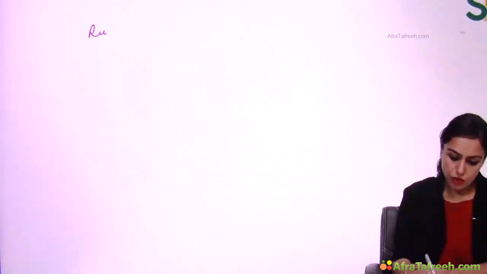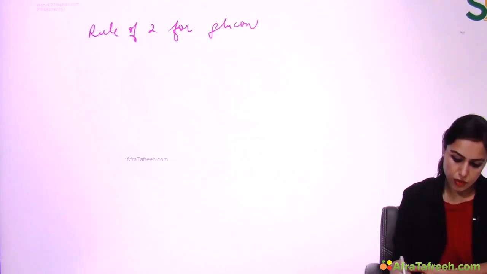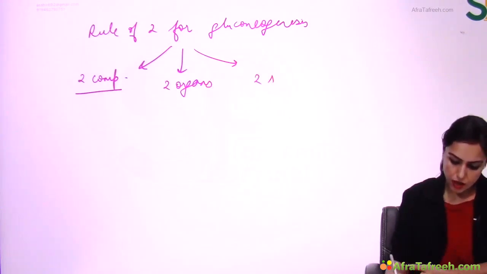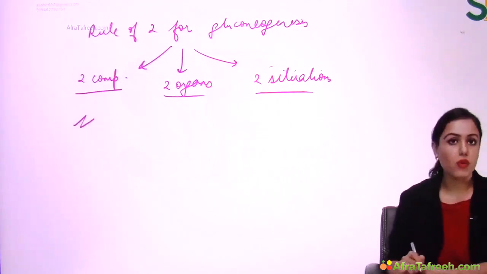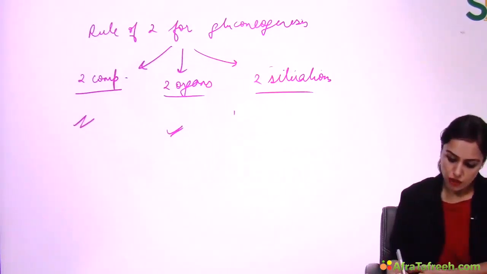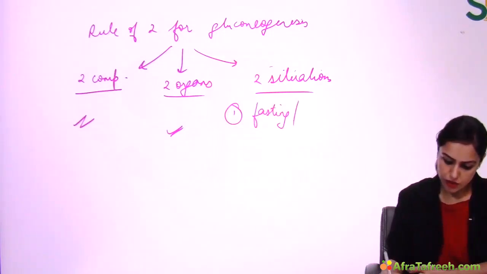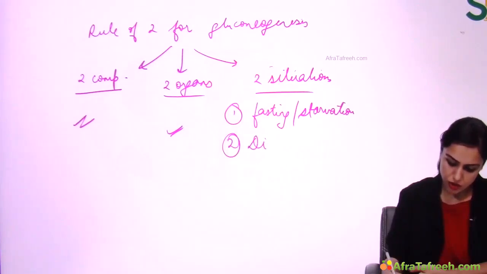Now there is a rule of 2 for gluconeogenesis, that is, it occurs in 2 compartments, occurs in 2 organs, and occurs in 2 situations. The 2 compartments you know are mitochondria and cytoplasm, 2 organs are liver and kidney, and 2 situations. One situation I'm taking, not eating food, so fasting or starvation, that is one situation. And second situation is diabetes.